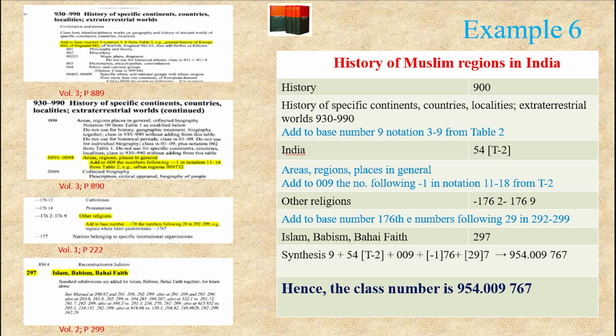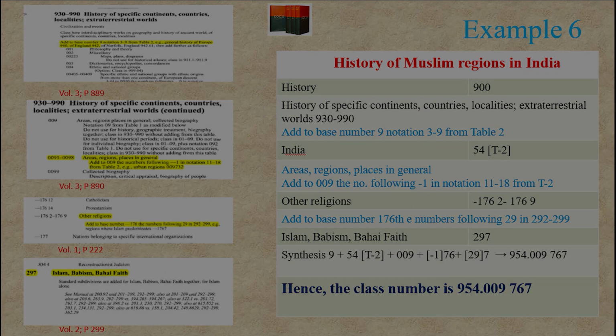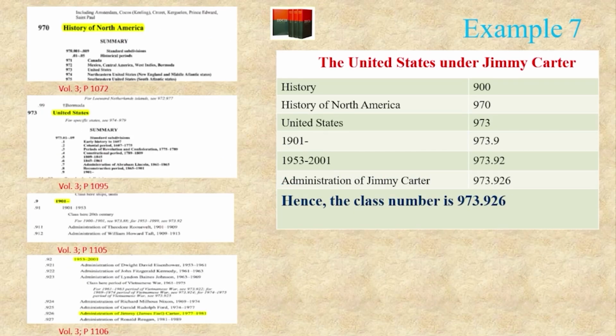Then 009, there is an instruction in the schedule, so you have to add 009 plus dash 176, as dash 1 here is a bracket, as you have to follow this one, that is you have to exclude that one, and also 29 in the bracket. The number of the Muslim is 297, hence the class number is 954.009767. Now we'll move forward a little from India to United States.